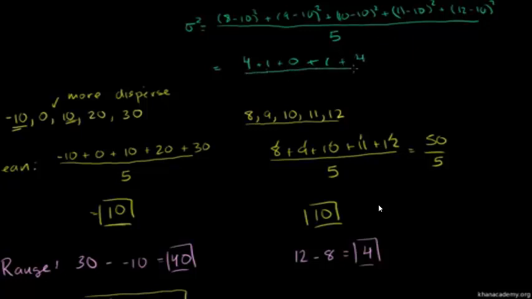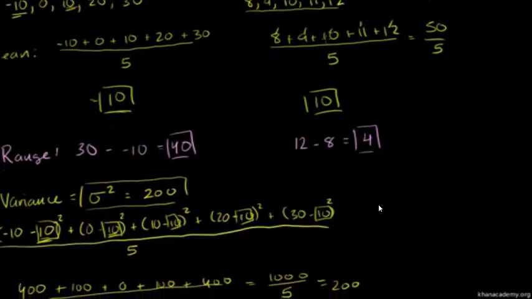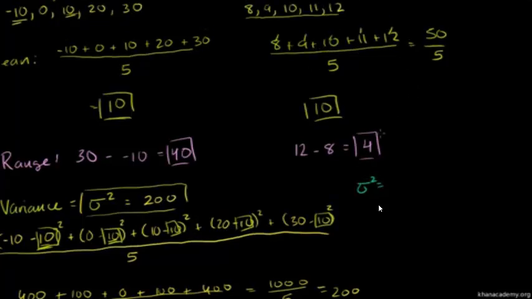And what is this equal to? All of that over 5? This is 10 over 5, which is equal to 2. So the variance here, let me make sure I got that right. Yes, we have 10 over 5. So the variance of this less dispersed data set is a lot smaller. The variance of this data set right here is only 2.